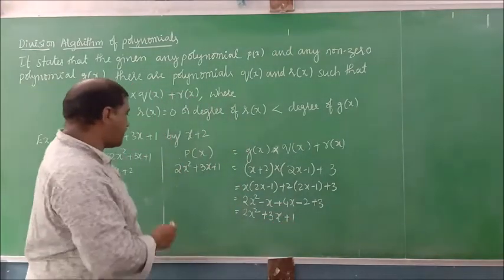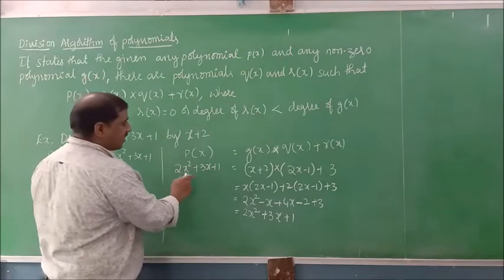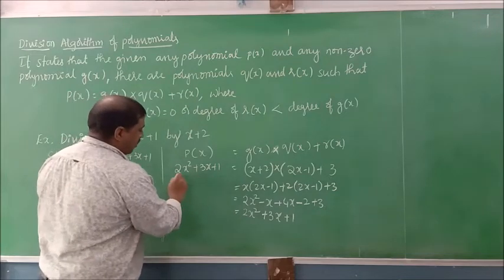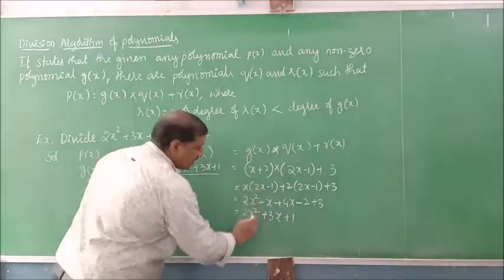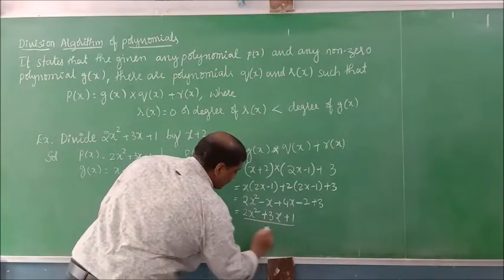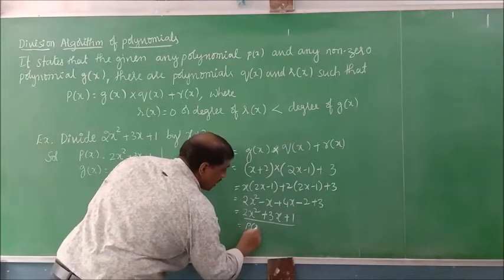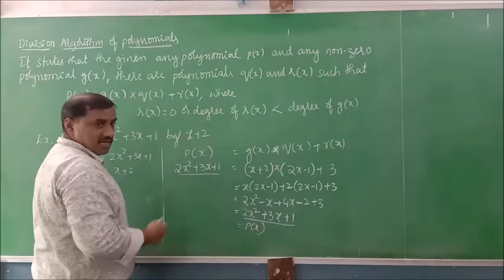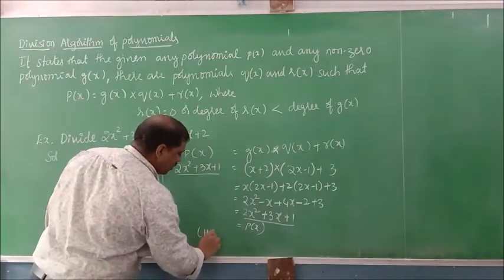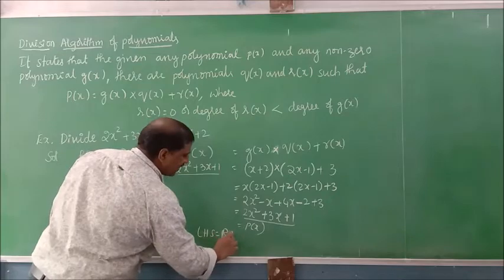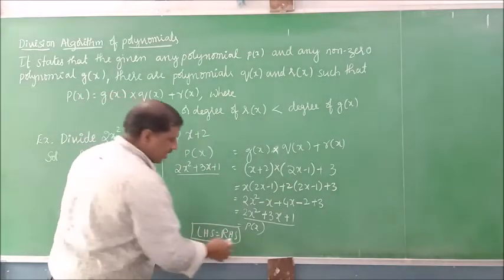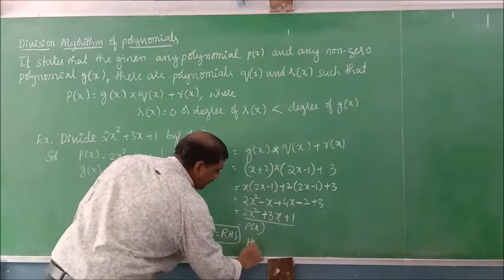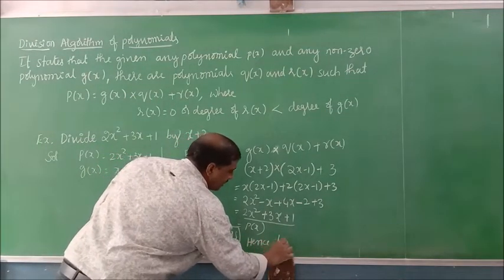So now what is the result? p(x), the given dividend polynomial, is 2x square plus 3x plus 1. What did we get on verification? 2x square plus 3x plus 1. This is p(x). Now, are both equal or not? That is, LHS is equal to RHS. Hence it is verified. So the division algorithm is verified.